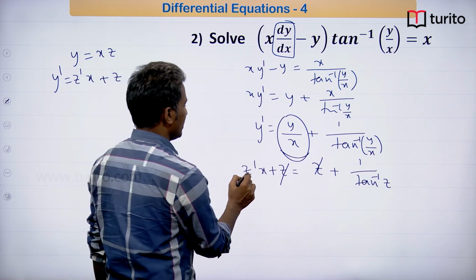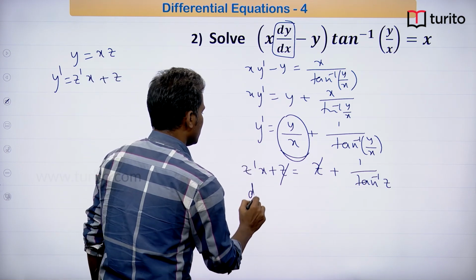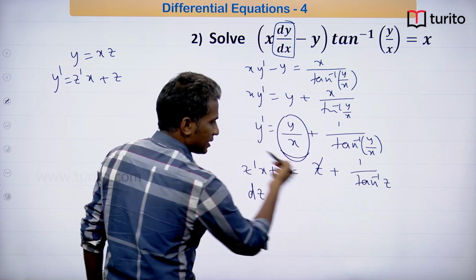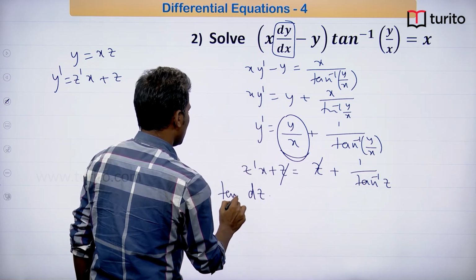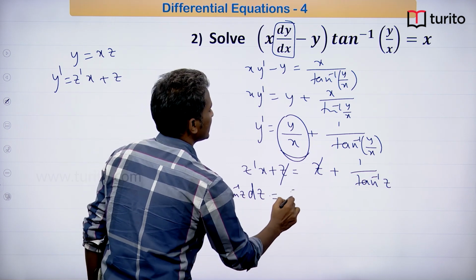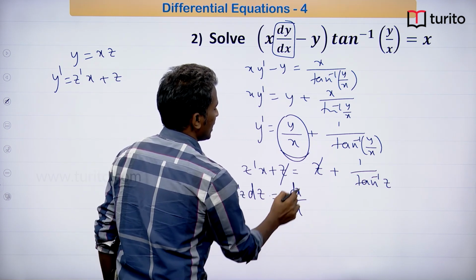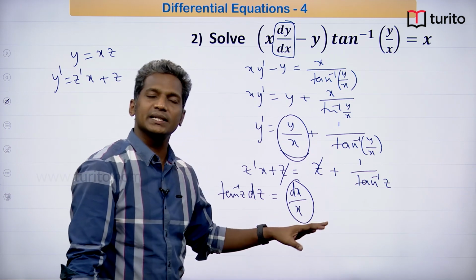Okay. So what do we get? We have dz by dx here. So dz, and this when it comes to the LHS, it becomes into tan inverse z, and RHS becomes dx by x. So as I told, always RHS is dx by x.